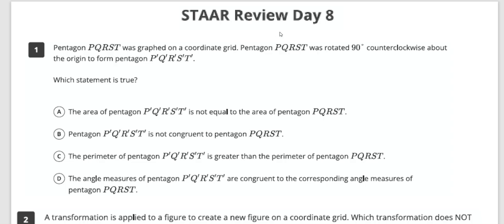Okay, start review, day 8. And here we go. This one's real quick. Graph coordinate grid. Rotated. Counterclockwise. Rotated means what? Congruent. Remember that. It's congruent.